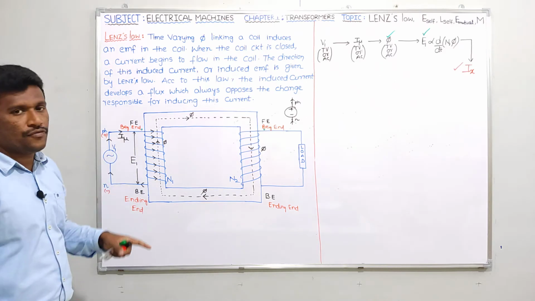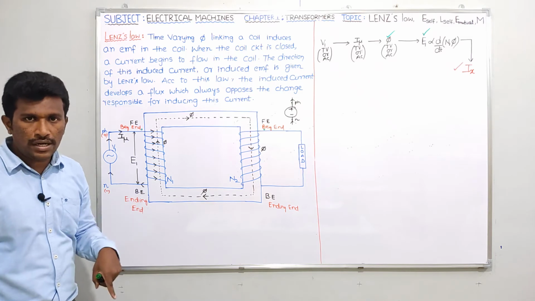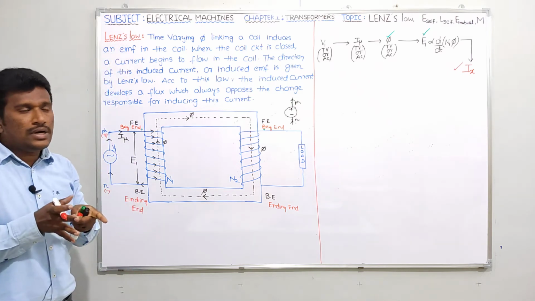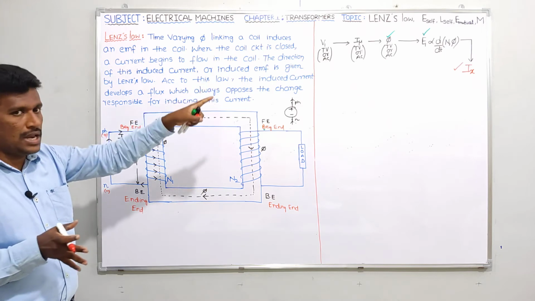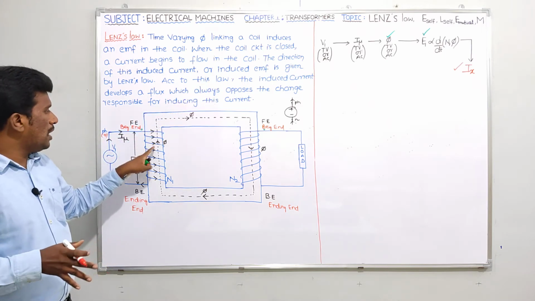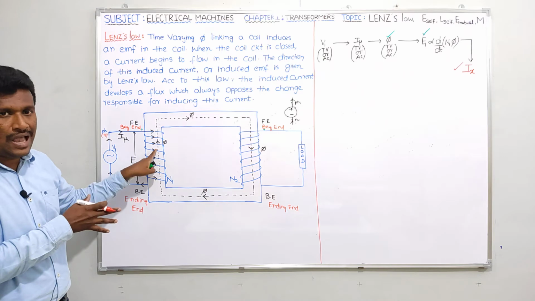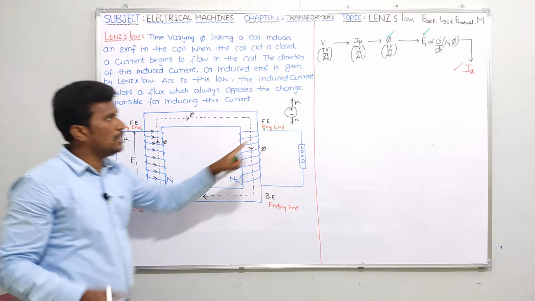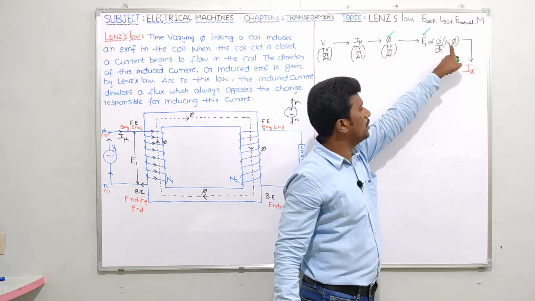Then what is the flux produced in the transformer core? Time variant. So now let me start the Lenz law statement. Whenever time varying flux phi links with a coil, links with the primary winding having number of turns N1, EMF will be induced in the primary winding, E1 proportional to d/dt of N1 into phi.